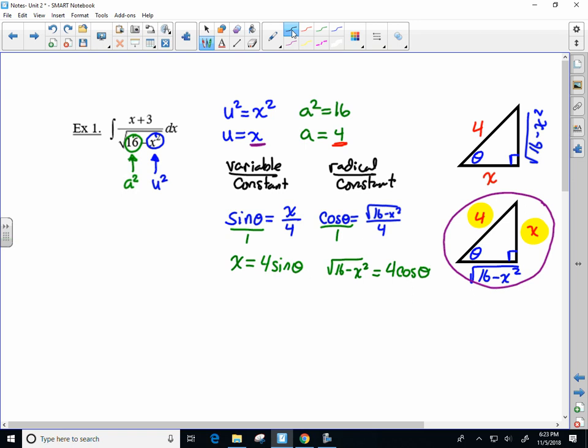All right, I need a dx. So I'm going to take the derivative. Well, I have two equations that involve an x. One of them is infinitely easier to work with. So I'm going to take the derivative of x equals 4 sine theta. That'll give me dx equals 4 cosine theta d theta.